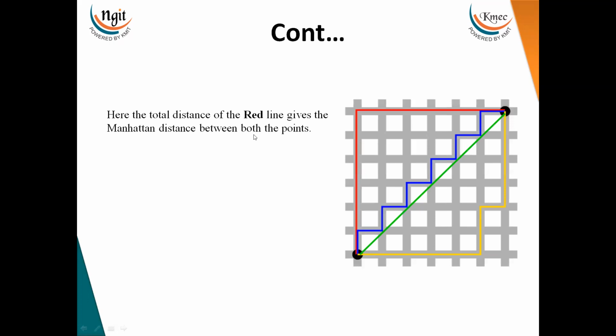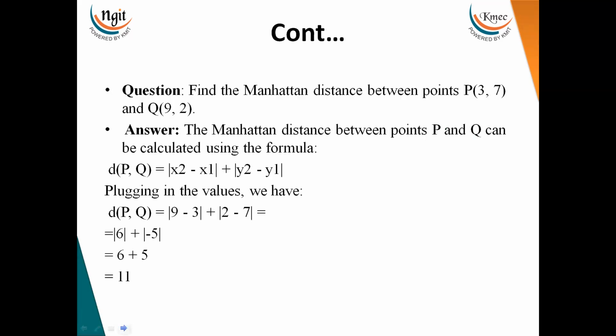Just see here, I have these two data points, represented by these black dots. Now I want to find the distance between these two data points. This red line represents the absolute difference between these two data points. This absolute difference is what we call the Manhattan distance between the points. To calculate it, we have a simple formula.